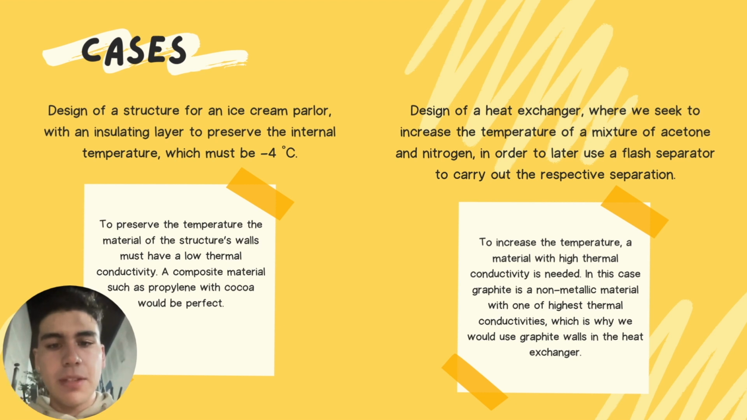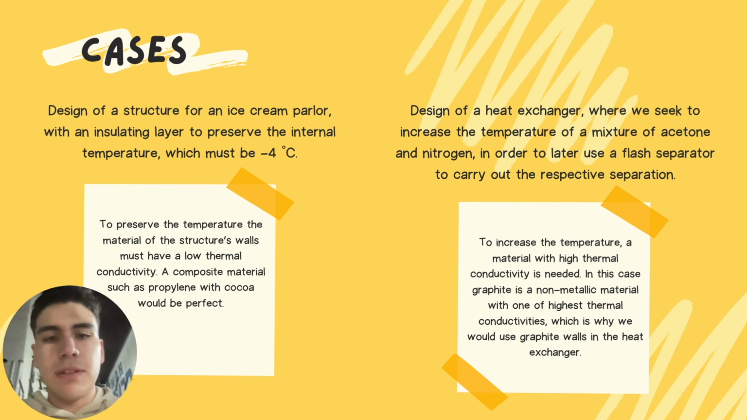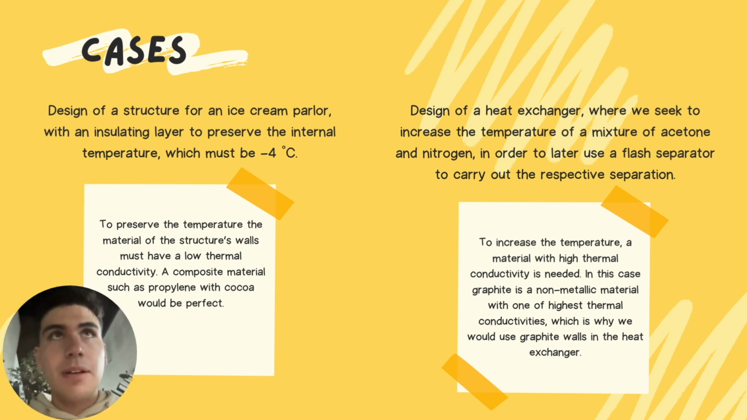Now we're going to solve two cases we have learned. The first is to design a structure for an ice cream parlor with an insulating layer to preserve the internal temperature, which must be around minus 4 degrees Celsius. For this, we need to find a material with low thermal conductivity for the structure walls or the insulating layer so that no heat is exchanged. For this, a composite material such as propylene with cocoa would be perfect because of its low thermal conductivity, so that no heat is transferred into the inside of the container.